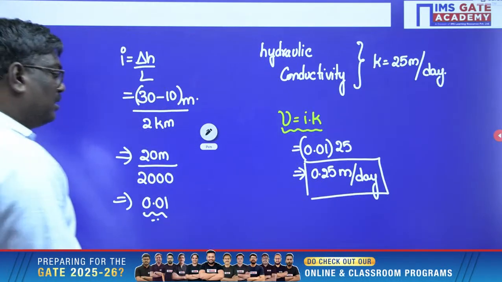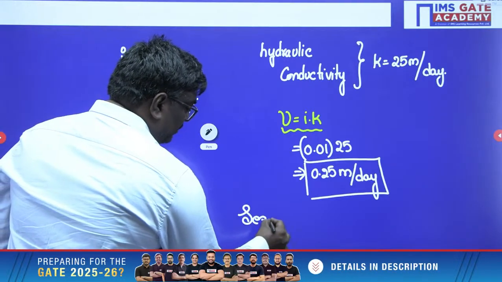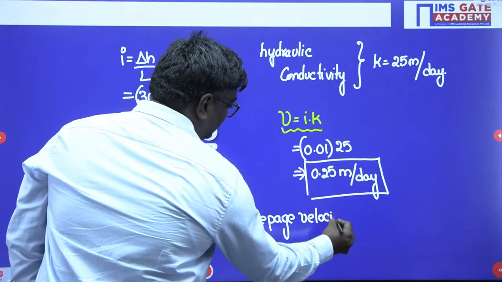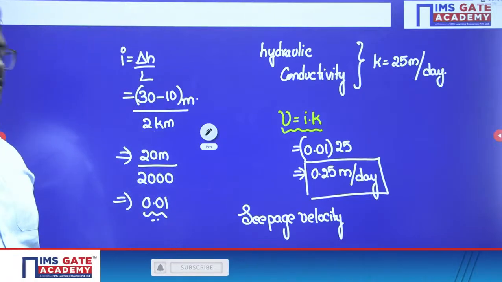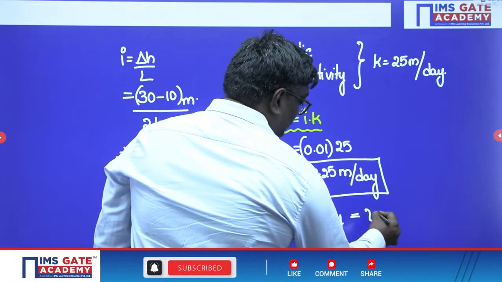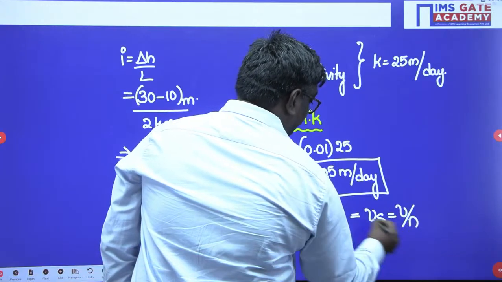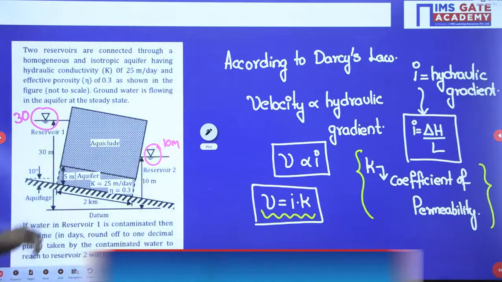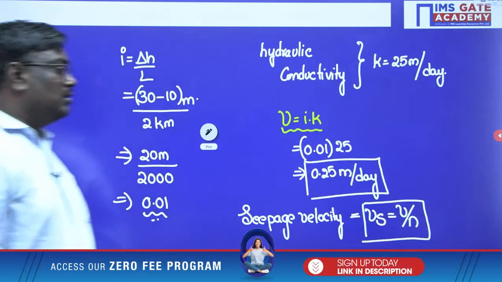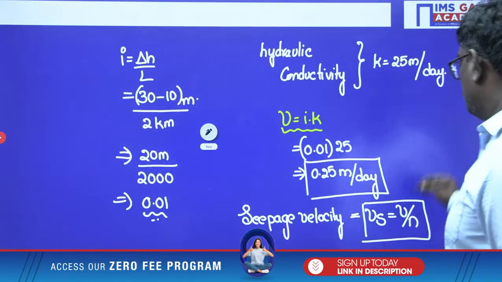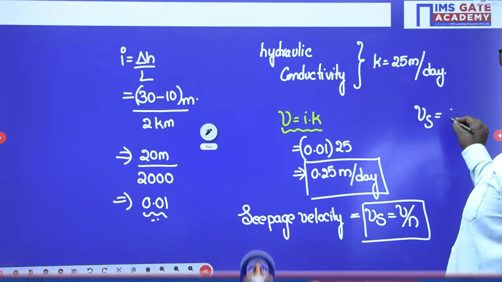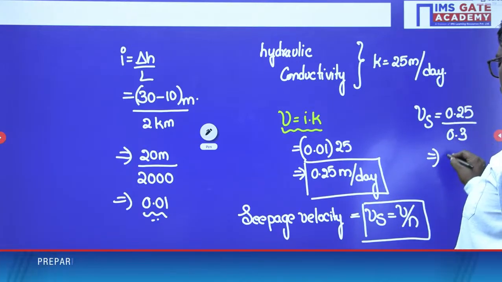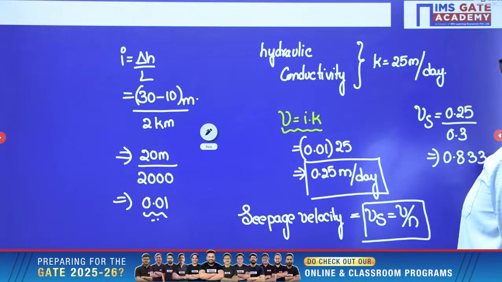Now see students, again I will tell you about seepage velocity. There is a derivation, not required here; you might be learning it when your classes are going on. Seepage velocity Vs is equal to V by n. The velocity you got is 0.25 and the porosity is given as 0.3. So Vs is equal to 0.25 upon 0.3, which is equal to 0.833 meter per day.